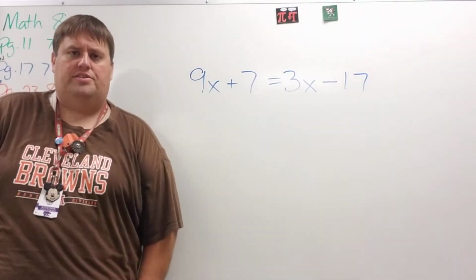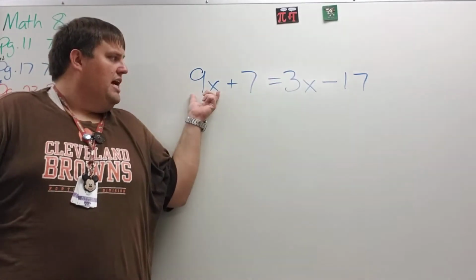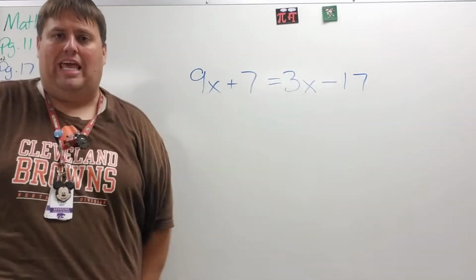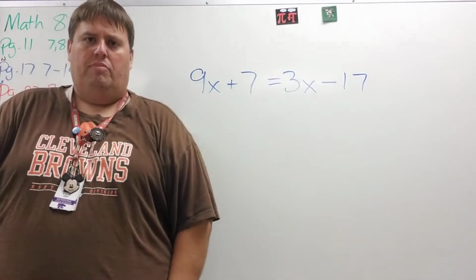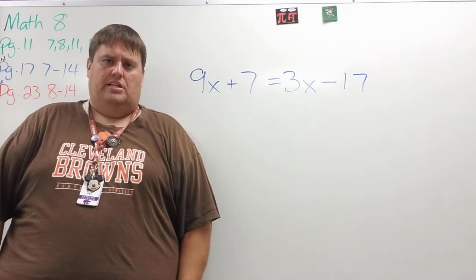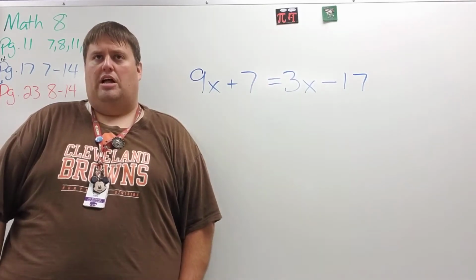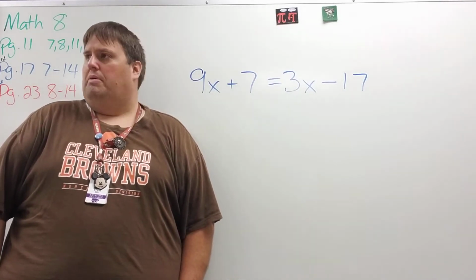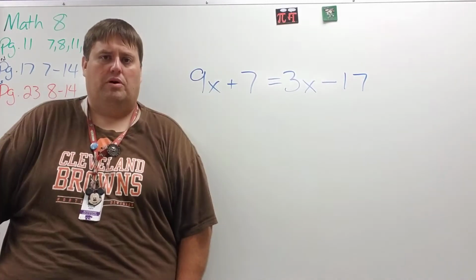Okay. Notice our x's, we have a 9x over here, we have a 3x over here. That means we can't combine like terms, right? Because they're not on the same side. So that's where this gets a little bit different than the other problems, as we're not just combining like terms. We got to do a little bit more to go ahead and solve this one.